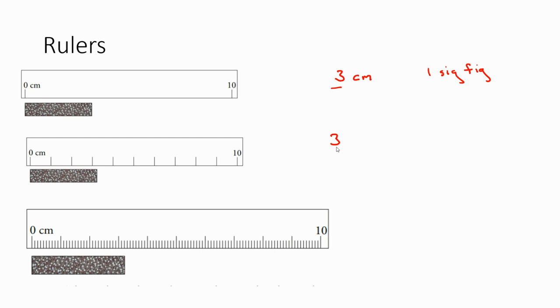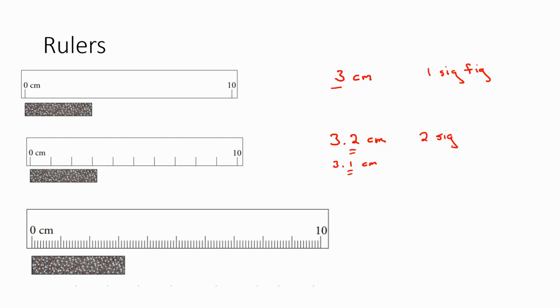So this time I look at the object again. It seems to be just past the 3 centimeter mark. I might say 3.2 centimeters. That 2 right there is a guess. It's an estimate. And you might come up with something slightly different if you made the measurement. And so you might say something like 3.1 centimeters. A scientist would say both of those measurements are equally valuable and equally significant. They both contain a total of two significant figures.